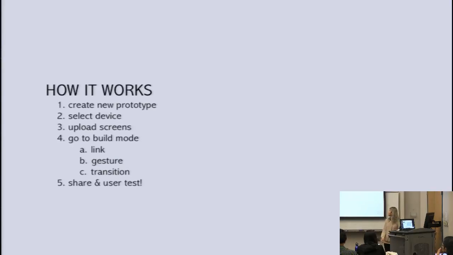So the way it works is, I'll do a demo later, but you just create a new project, select the device that you are going to be using. So for example, if it supports mobile screen sizes, desktop, tablet, and so on. Then afterwards, you upload the screens and make sure that they're the right dimensions. And then there's a build mode where you can link all the screens together by clicking through. And it also supports gestures and transitions, and it's all really easy to do. So I'm gonna do a demo.